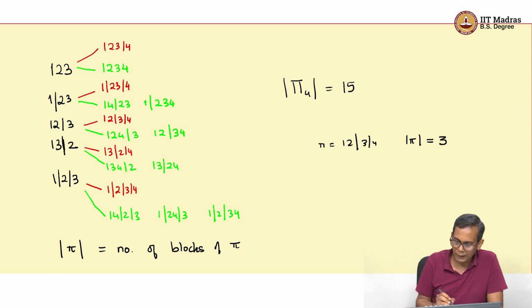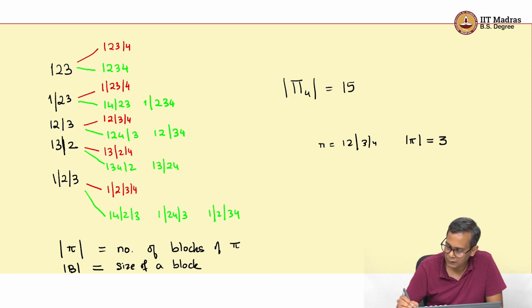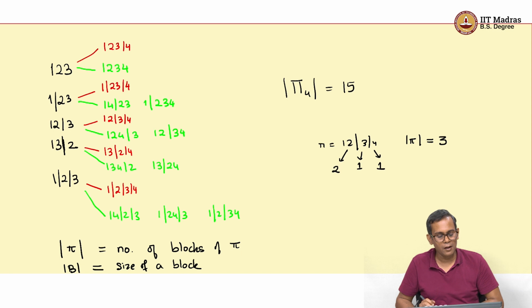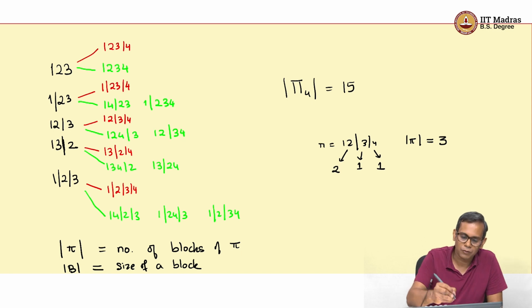And given a block I can talk about its size. So I'll denote that by absolute value of B. So size of a block. So in this I have 3 blocks in this 1, 2, 3, 4. This block has size 1, size 2, this block has size 1, and this block again has size 1. Okay, so with this background, we are ready to state Faà di Bruno's formula.